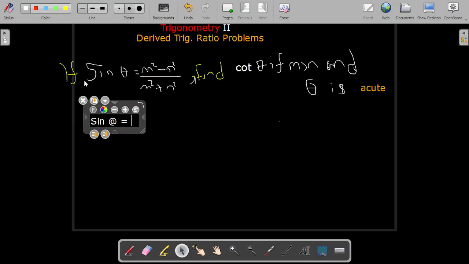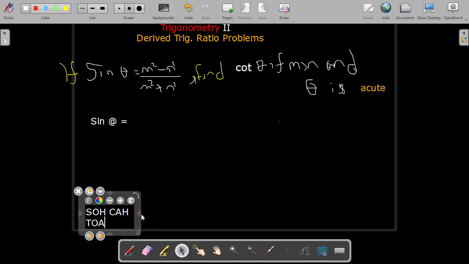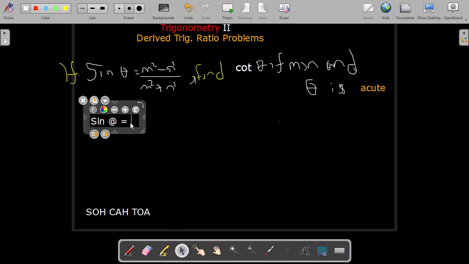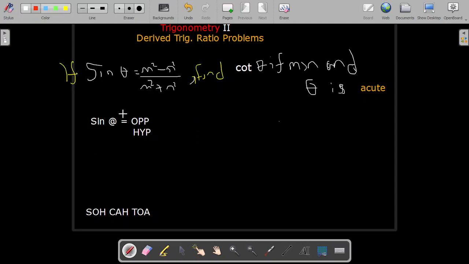So sin theta, we can relate it to what we learned in the last class. We stated that SO is for sine, CA is for cos, and TWA is for tan. So sin theta can be compared to opposite over hypotenuse, which is sine. So sin theta is going to be opposite over hypotenuse.